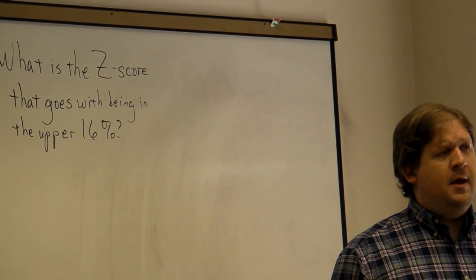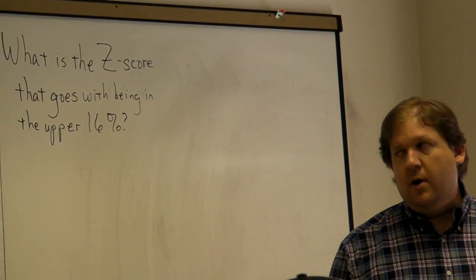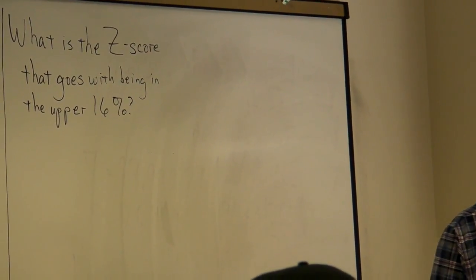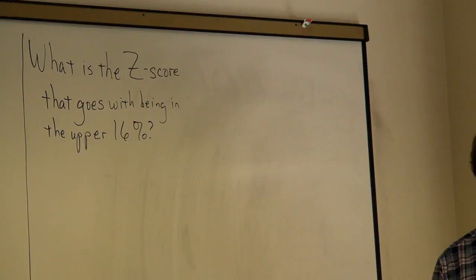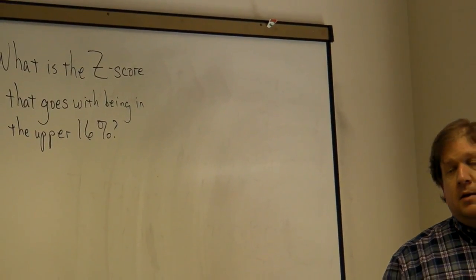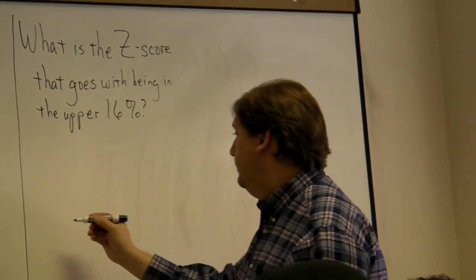If you're a little bit below the average, that's probably a C. So it depends where you're going to get. But let's say maybe I decide that A's get cut off at the upper 16%. So I need to know the Z-score that goes with the upper 16. So how do we do this? Well, again, what I want to do is draw this up.